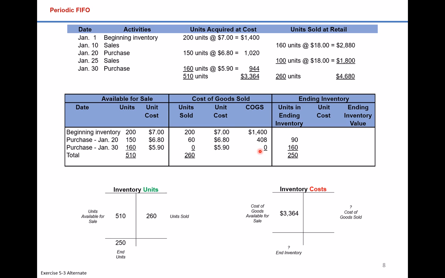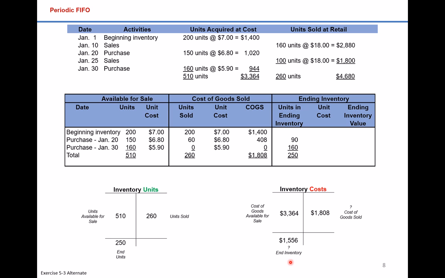We didn't use up to customers any of the items from the January the 30th purchase, so our cost of all the goods that were sent to the customer, those 260 units using the first in, first out method, totals up $1,808. Now notice right here, we can automatically calculate what? We can automatically calculate what our ending inventory is. Simply take $3,364 minus $1,808, and we know that the ending inventory has to be $1,556, right?